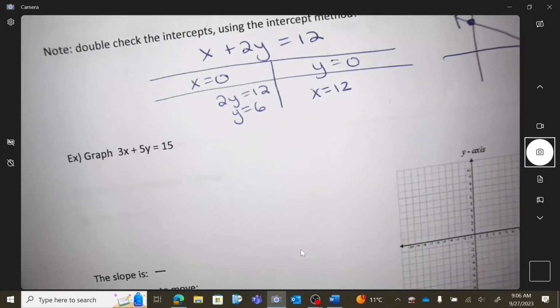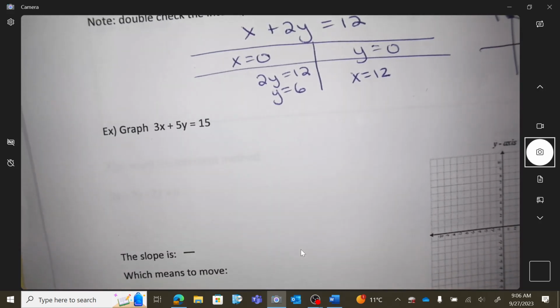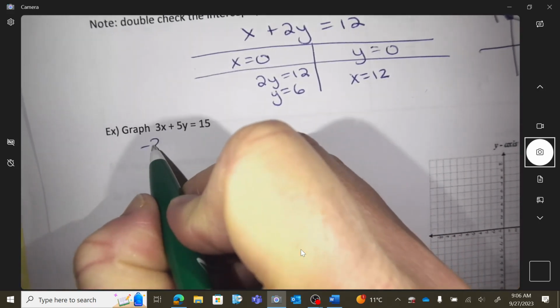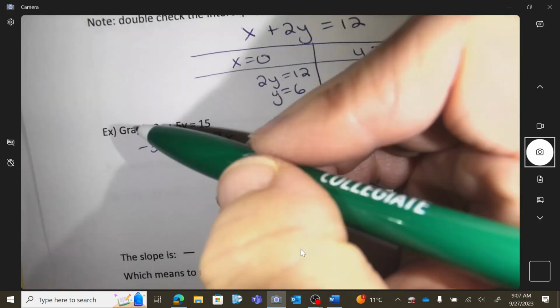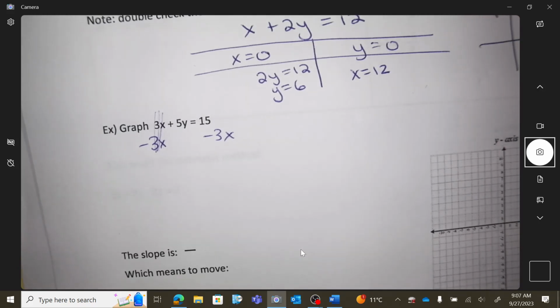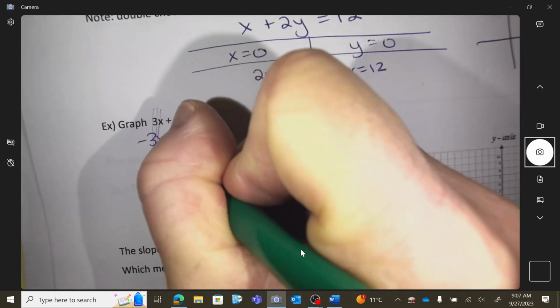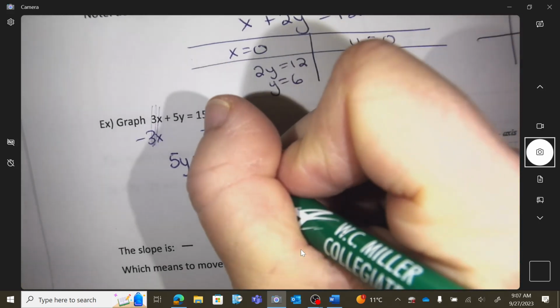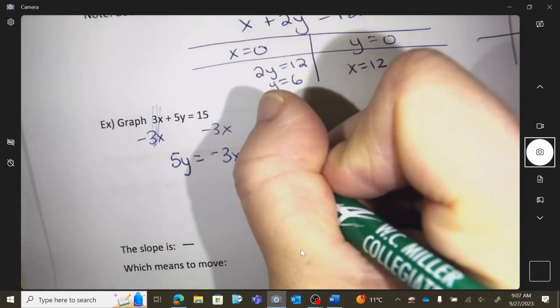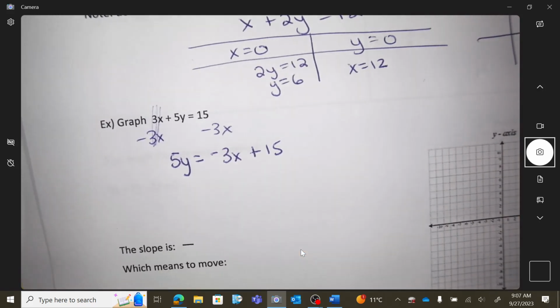Okay, so give me some algebra here. I need y alone. So step 1, remove the x stuff, because you want y alone, so get rid of the x. I would be subtracting a 3x to get it out. So 5y equals. I'm going to follow the order, so I'm going to write negative 3x and then plus 15.